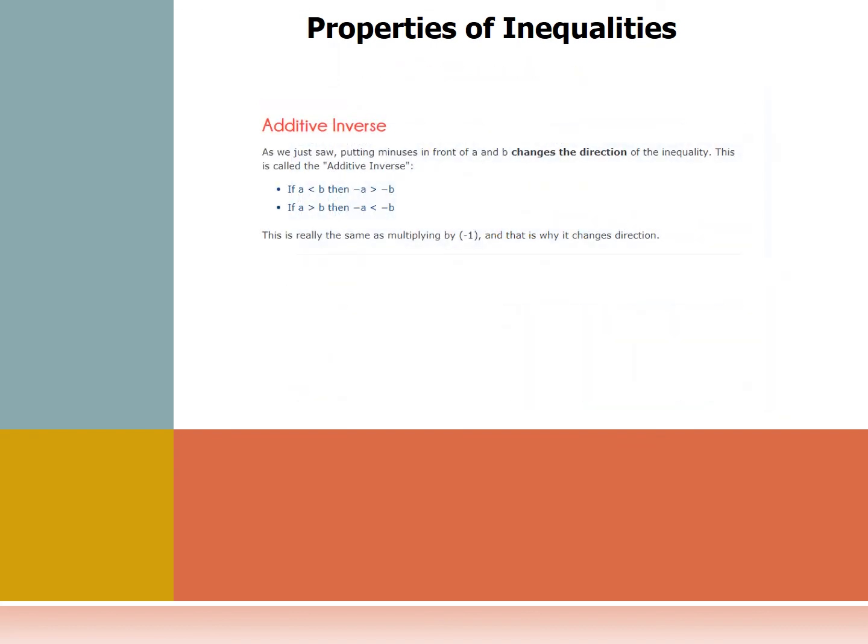For this property, the additive inverse, as we just saw, putting minuses in front of A and B changes the direction of the inequality. This is called the additive inverse. If A is less than B, then negative A greater than negative B. That means we multiply by minus 1. If A greater than B, then negative A less than negative B. This is really the same as multiplying by negative 1, and that is why it changes direction.